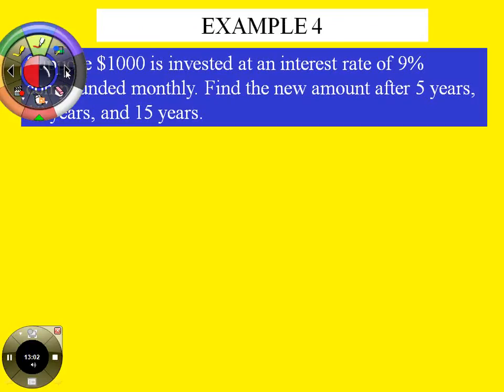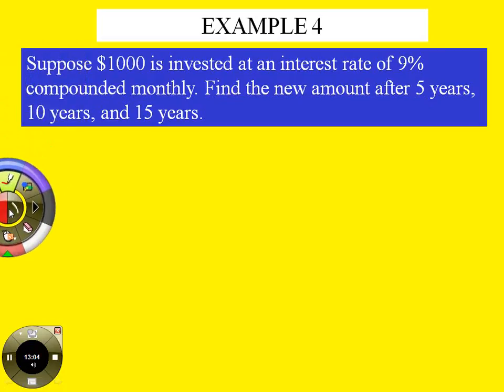All right, let's try a problem. So let's suppose we've got $1,000. We invested at an interest rate of 9%, compounded monthly, so that gives us the number of times it compounds per year. Find the new amount after 5 years, 10 years, and 15 years. So we're just going to do the same thing each time. We're just going to plug the numbers in.